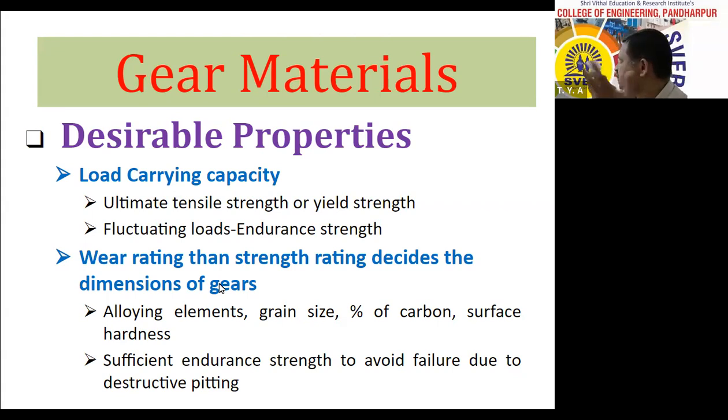And how to increase surface hardness? We are using different treatment processes: carburizing, nitriding, cyaniding, flame hardening. These different processes are there to increase the surface hardness. Surface la case पण म्हणतात CAC.